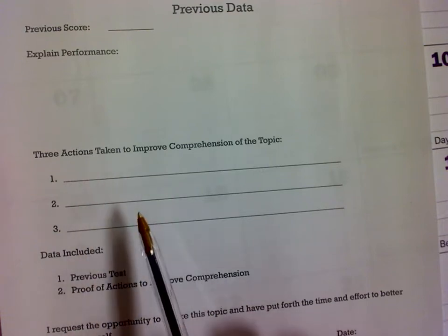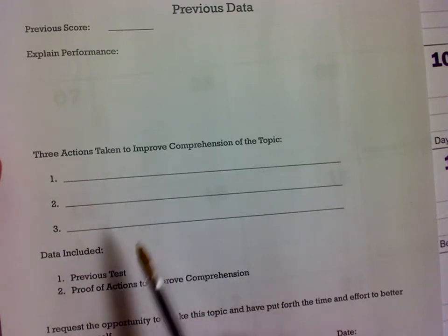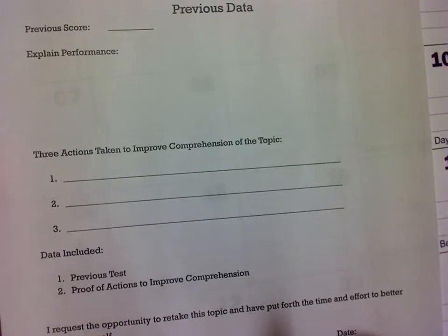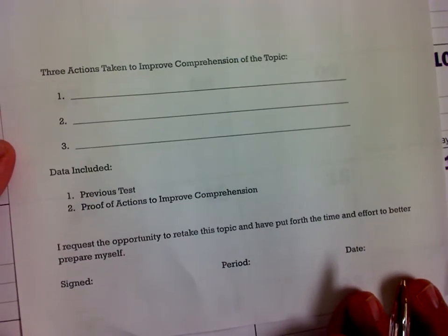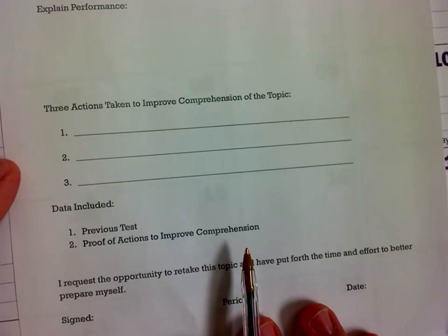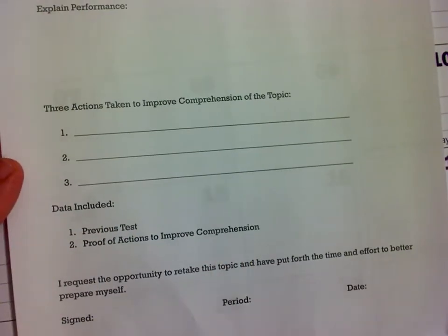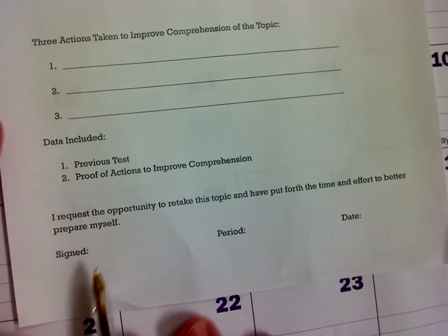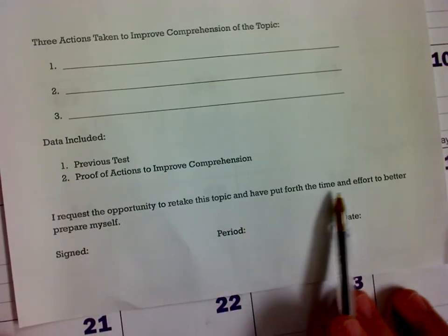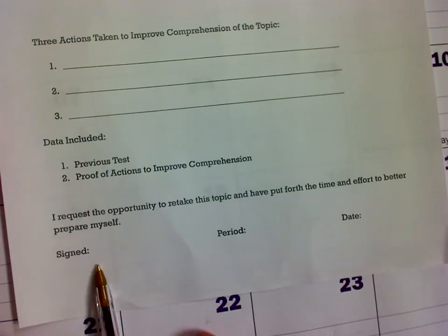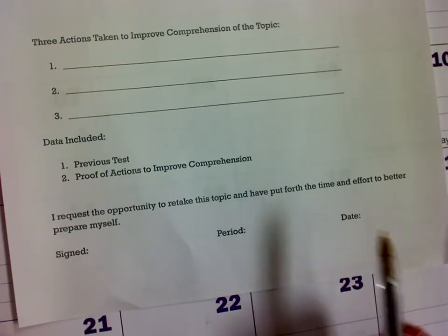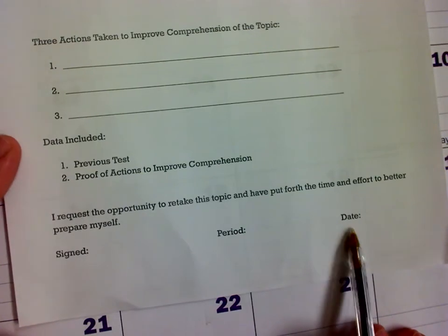And we're going to talk about a few of those in class, maybe brainstorm some main topics that we'd be looking for, because some ways work for some students, some ways work for other students, but someone in class may have an idea of how they study that might help you out as well, okay? All of this must be completed before you're allowed to retake it, okay? Down here it simply says, I request the opportunity to retake this topic and have put forth time and effort to better prepare myself. We'll need you to sign. Once again, put your period number and the current date, okay?